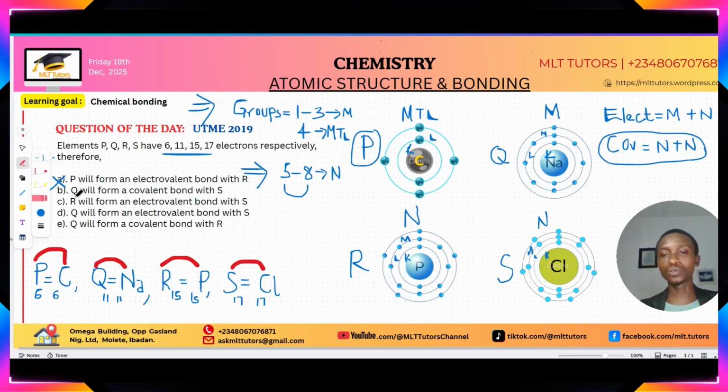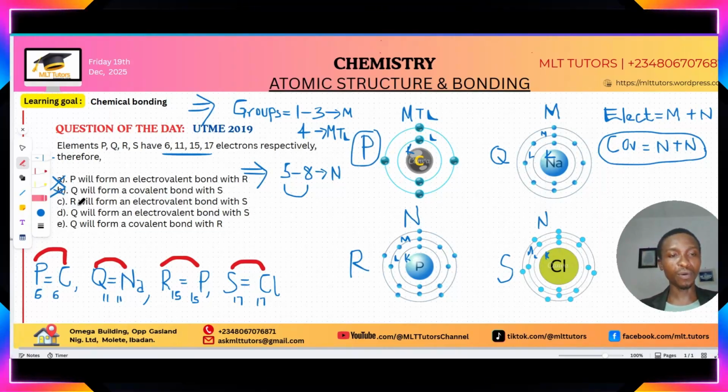Now let's go to option B. Option B, Q will form a covalent bond with S. Okay, let's check. Element Q is a metal, while element S is a non-metal. And covalent is non-metal combining with non-metal. So this is metal against non-metal. So option B cannot be correct.